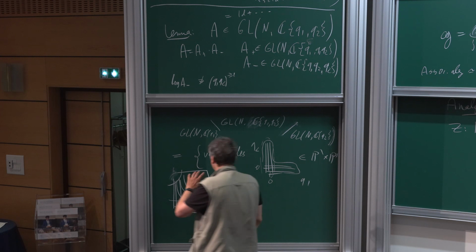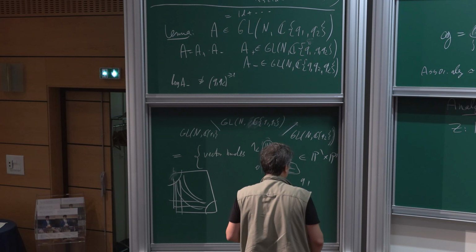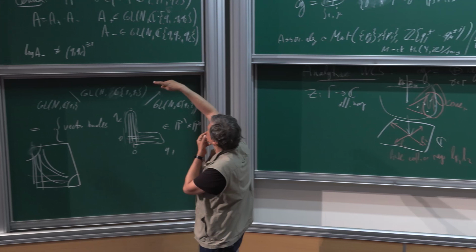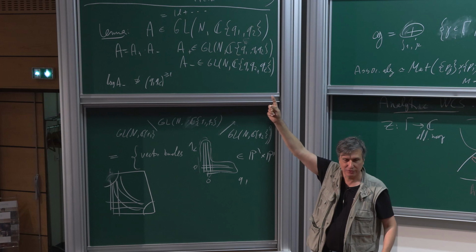But what goes on here in the case of matrix valued functions, if you look at this argument, you see that something really remarkable goes on. If the series belongs to a rational function, it's not only convergent at zero, but actually a rational function. This A plus and A minus will again be rational functions.